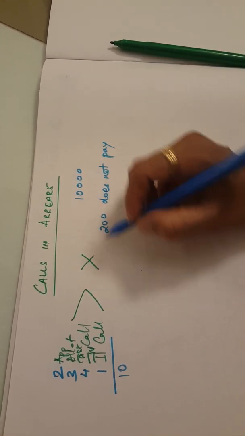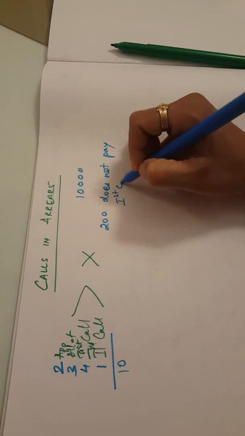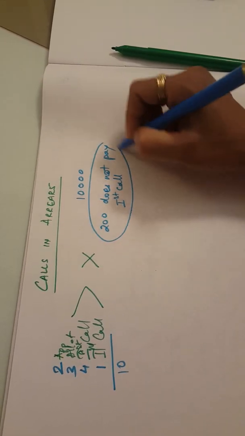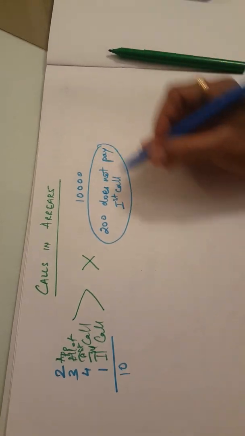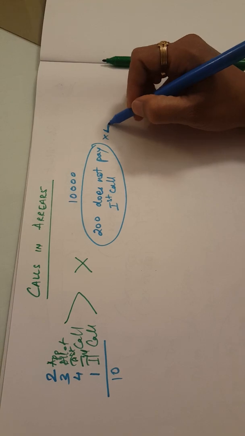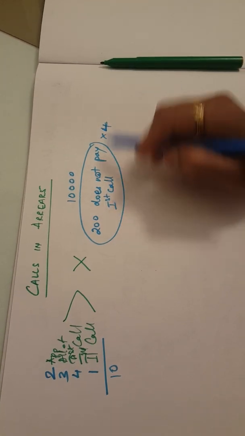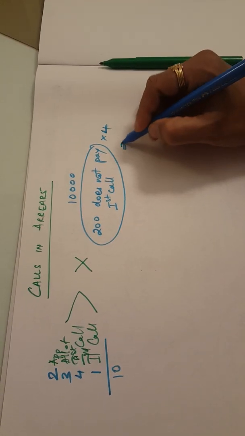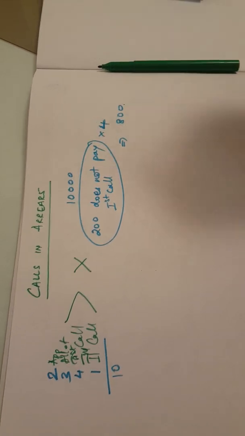he does not pay the first call. That means this much amount is not received by the business. 200 at 4 rupees each. So when this much is not received by the business, the business is short of 800 rupees.